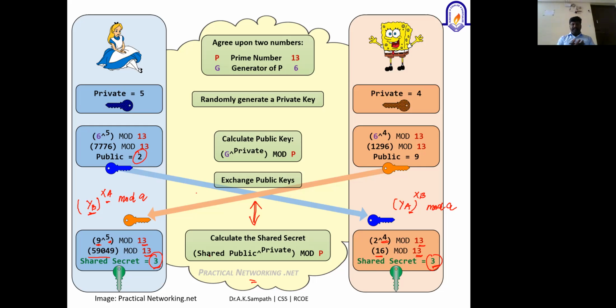I hope this is clear. Any queries regarding this theoretical explanation part of the Diffie-Hellman key exchange algorithm? You can quickly write in the chat box or you can unmute and say your query. I hope you are very clear now what this Diffie-Hellman key exchange algorithm is.